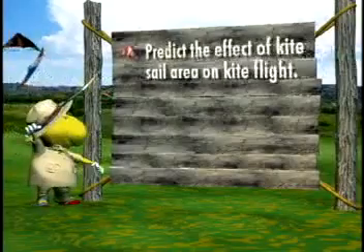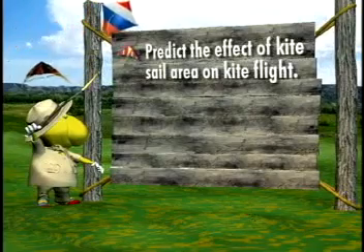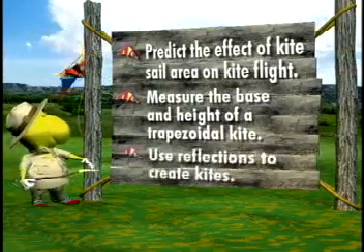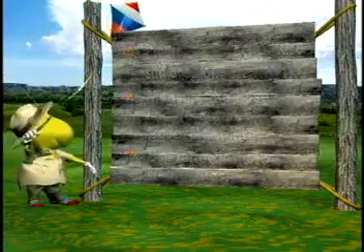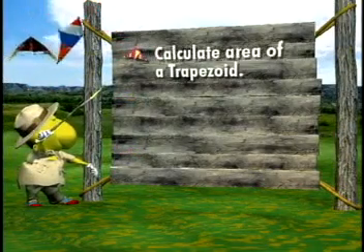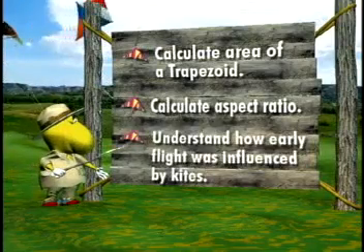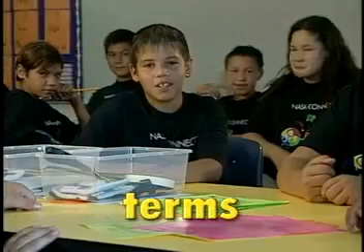Students will predict the effect of kite sail area on kite flight, measure the base and height of a kite, use reflections to create kites, calculate area of a trapezoid, calculate aspect ratio, understand how early flight was influenced by kites. Here are some terms you'll need to know.